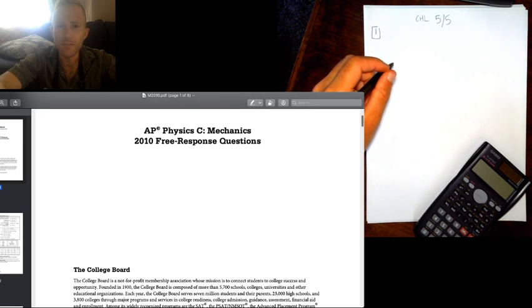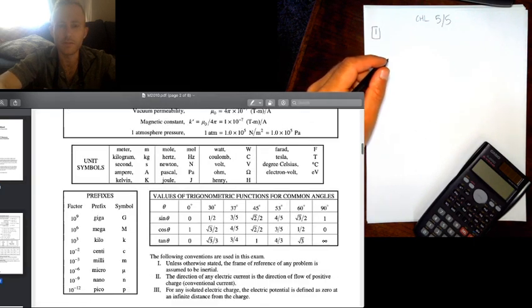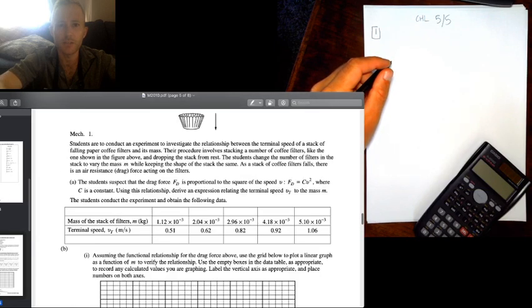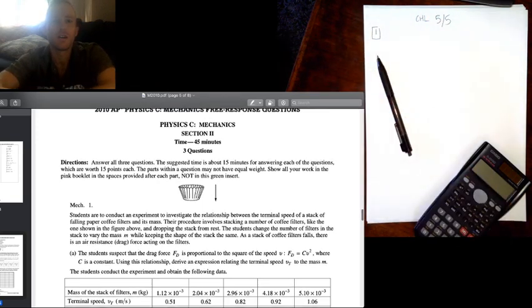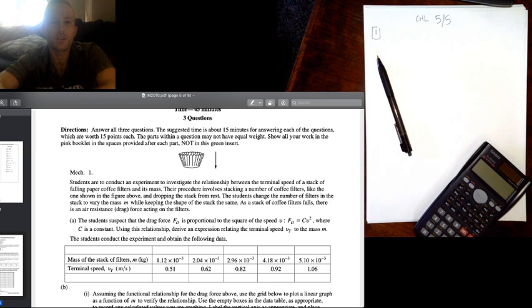So we're doing the 2010 free response today for mechanics. Looks like this is going to be one about air resistance. It says students are to conduct an experiment to investigate the relationship between terminal speed of a stack of falling paper coffee filters and its mass. Their procedure involves stacking a number of coffee filters, like the one shown in the figure above, and dropping the stack from rest. The students change the number of filters in the stack to vary the mass while keeping the shape of the stack the same.